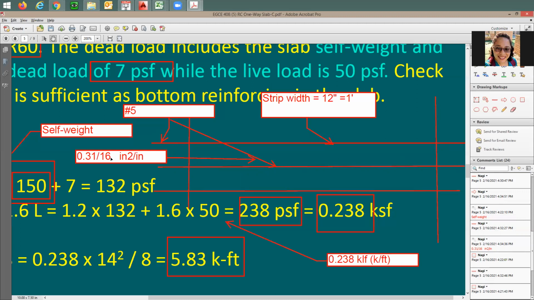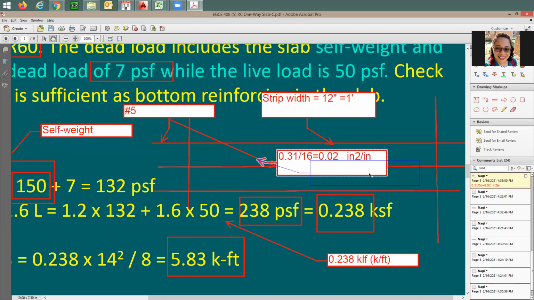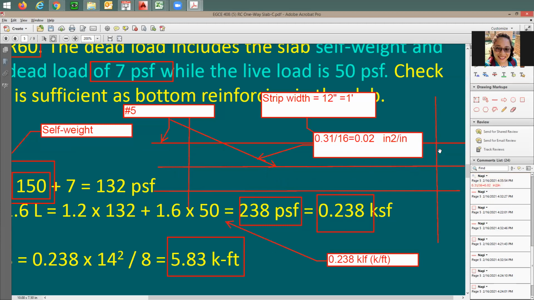So if you take 0.31 divided by 16, can someone help me with this? How much is this? 0.02, something like that, right? Yes. Okay. So what does it mean? I'm trying just to understand it. It means for each inch of the slab width, in this direction here, you're going to have 0.02 square inches of steel.